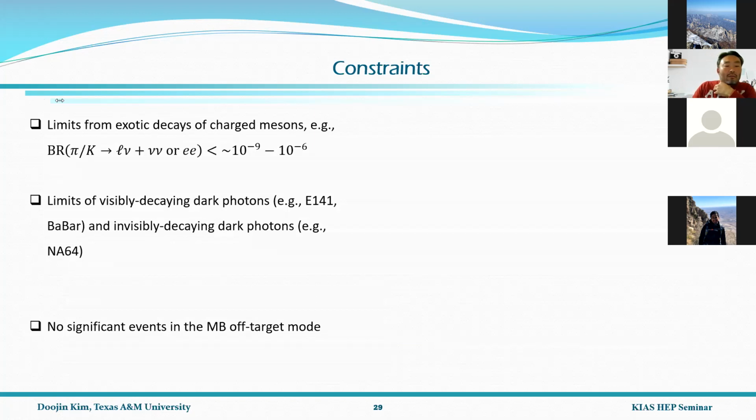Now, as Songchan pointed out earlier, you may immediately wonder whether the best fit values are okay with the existing bounds. So first of all, the parameter values should be consistent with the limits from exotic decays of charged mesons. Second, since we assume dark photon type vector mediators, they should satisfy the limits of visibly decaying dark photons and invisibly decaying dark photons, modulo the 50% branching fraction that we assume. Finally, the model shouldn't produce too significant a number of events in the MiniBooNE off-target mode. As the off-target mode experiment reported, just one event.